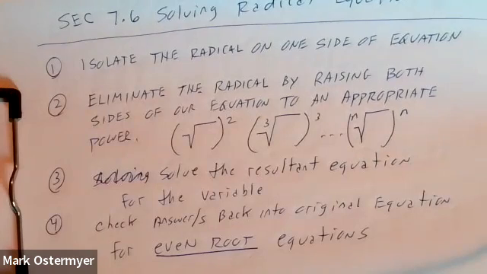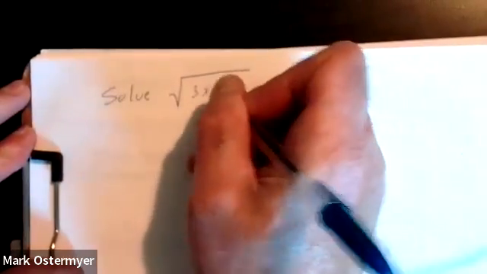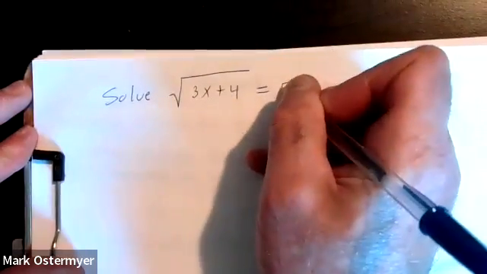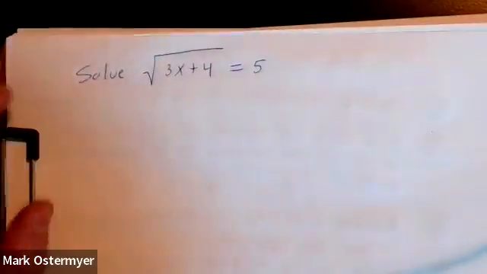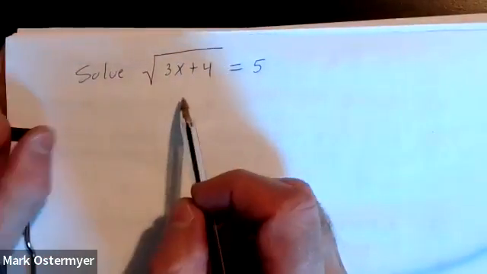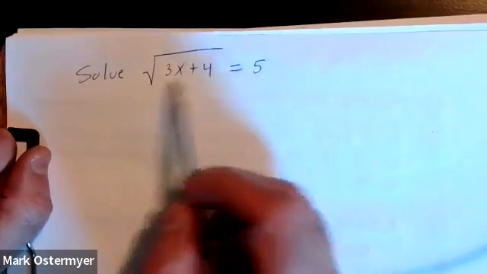Now, I'm going to demonstrate several of these here. All right, so the first one we're going to look at is the square root of 3x plus 4 equal to 5. We're going to solve this radical equation for x. First of all, we want to isolate any square root or radical on one side of our equation. Well, we already have that luxury. We have the square root isolated on the left side.